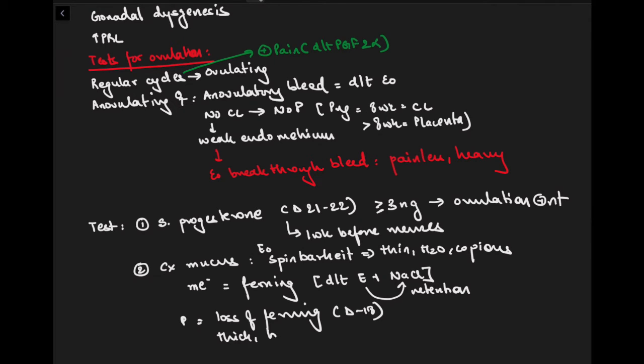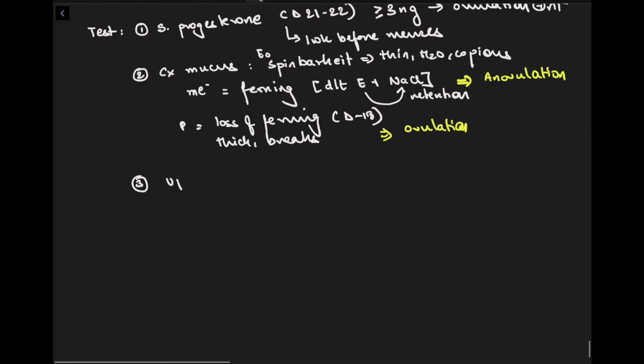The mucus will be thick and easy to break, while under the effect of estrogen it is stringy and does not break easily and stretches. That shows anovulation, while loss of ferning shows that ovulation has taken place. The third test is upper one third lateral wall of vagina sampling.